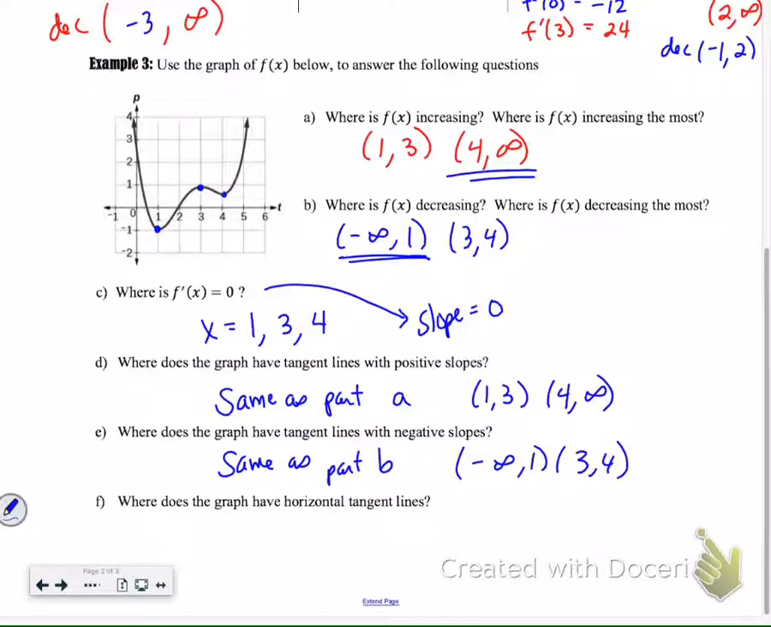And where does the graph have a horizontal tangent line? Well, remember the tangent lines have to do with the slope. If you have a horizontal line, you have a slope of 0. So this is the same as part C. So x equals 1, 3, and 4. Okay. Now, I know that seemed kind of silly to ask you the same question twice, but that's the way you might see that in your homework, where they ask you the same question, but they ask it to you in a different way, so it seems like something new, and really it's not.